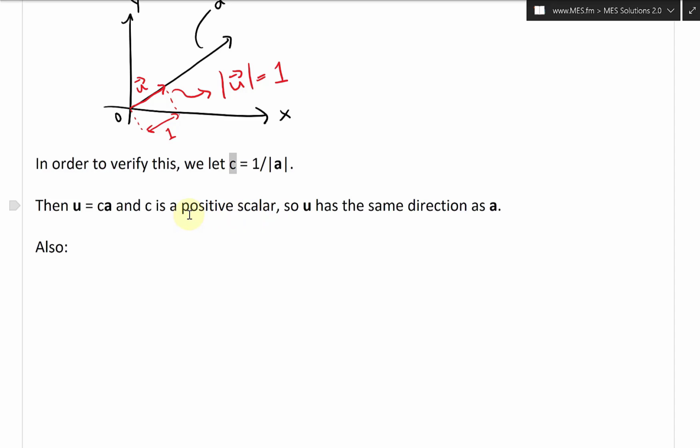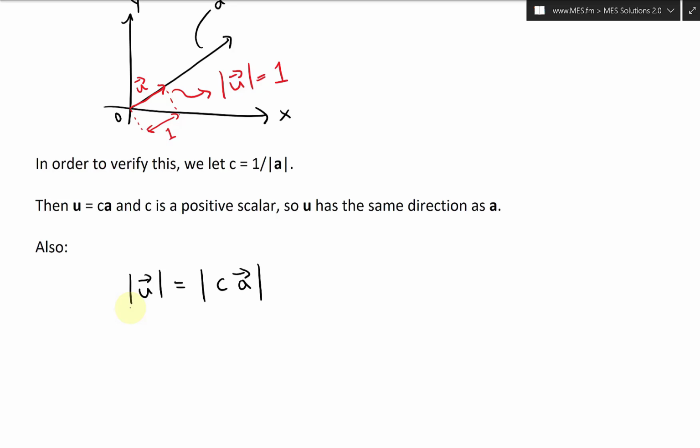So it's a positive scalar, and so u has the same direction as a. All you're doing is scaling it up or down, so it's always in the same direction because it's a positive scalar. And now here's where we prove it. If we look at the length of the unit vector u, this equals the length of c times a.